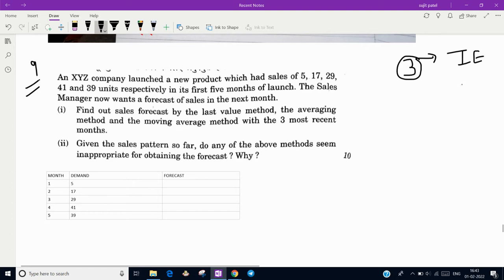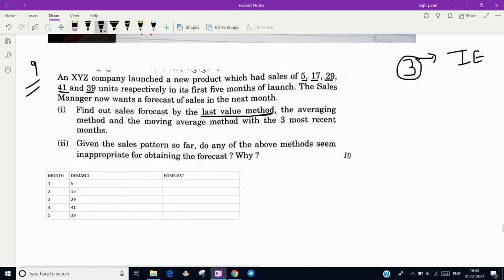So let's start. The first question is based on forecasting. An XYZ company launched a new product which had sales of 5, 17, 29, 41, and 39 respectively in its first 5 months after launch, and the sales manager now wants the forecast for the next month, that means the 6th month. So find out the sales forecast by the last value method.